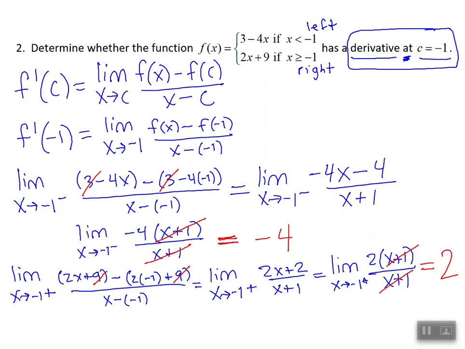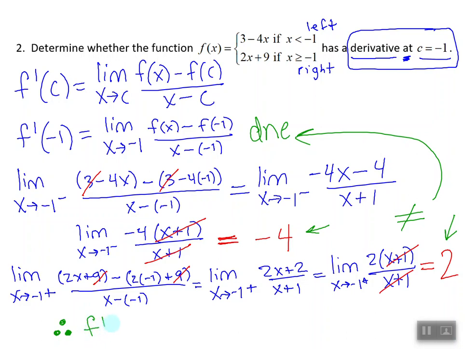Now what does that mean? Notice the limit from the left was -4. The limit from the right was +2. Those limits do not equal each other. So that means that limit right there does not exist. And since that limit represents our derivative of f of x at -1, therefore f prime of -1 does not exist.